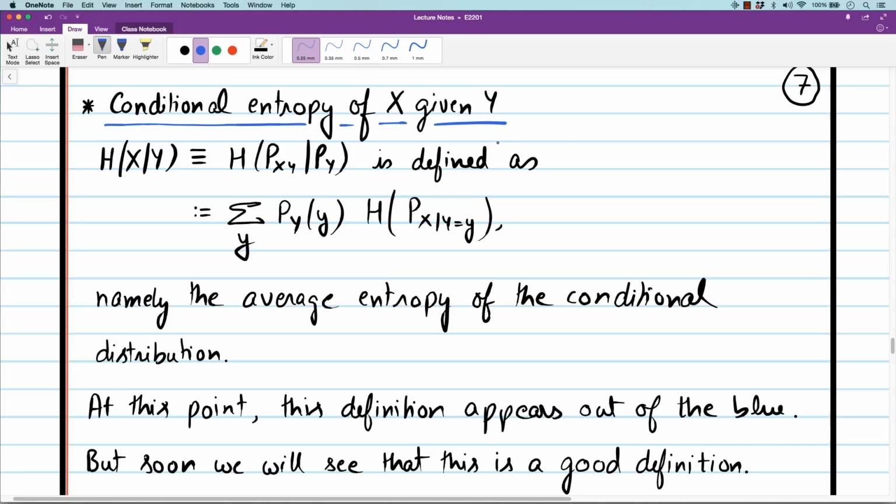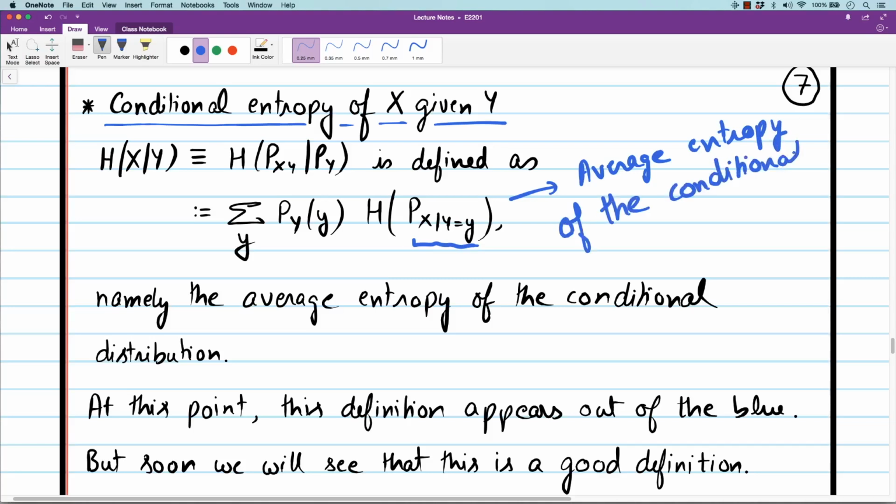So what is this conditional entropy? Just like entropy, this conditional entropy is defined as the entropy of the conditional distribution of X given Y, but this conditional distribution is a random variable in the sense that it depends on this Y. So what do we do with that? We just average over Y. So it's the average entropy of the conditional distribution. All right, that's what conditional entropy is, and we denote it by H of X given Y.